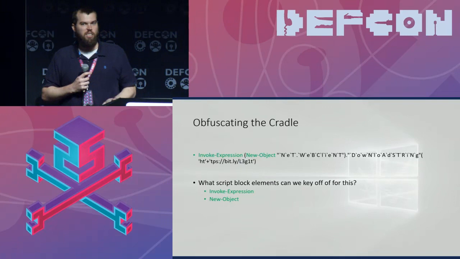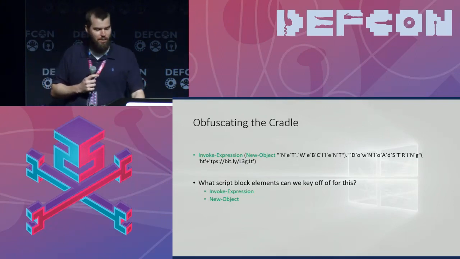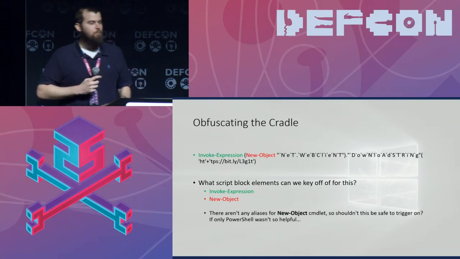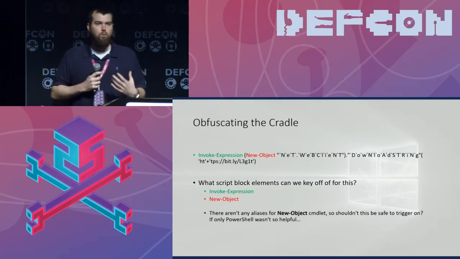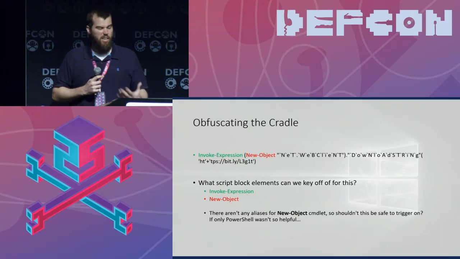The nice thing is that New-Object has 0 aliases. So initially I thought, hey, this is going to be a really solid indicator as a defender. However, PowerShell is really good at helping you find stuff that you know is out there but can't remember the name of.